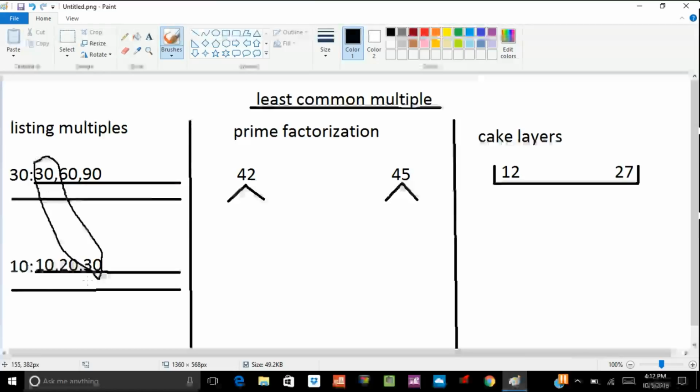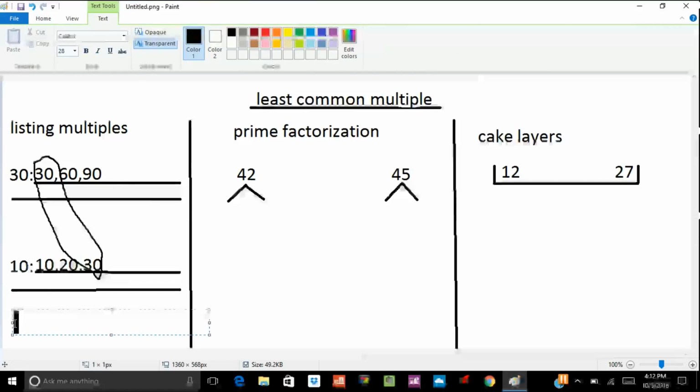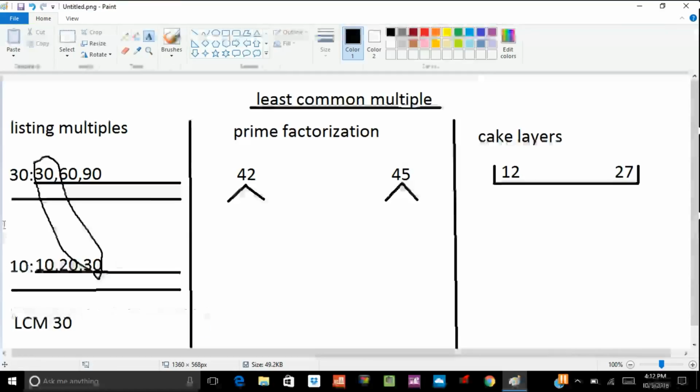There we go. So what we like to say is the LCM is 30. So there you go, that's the listing multiples method. Sorry if I had something wrong.